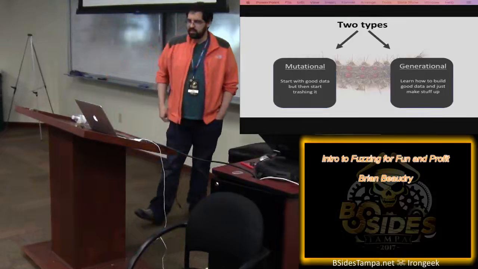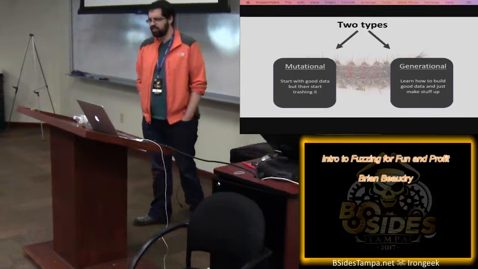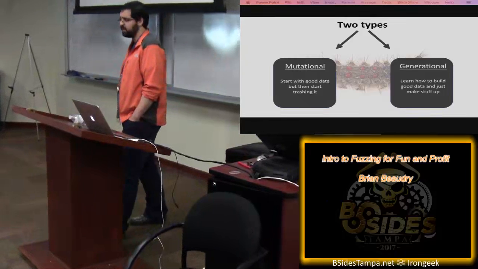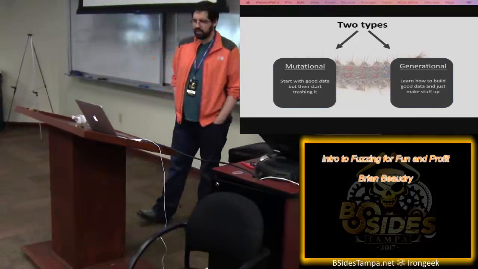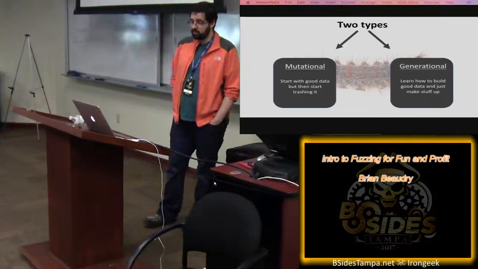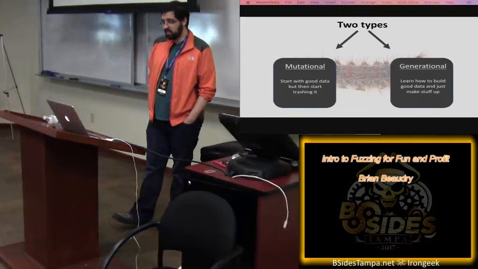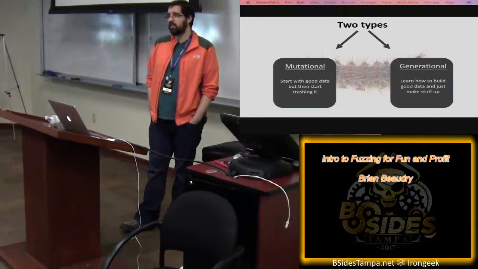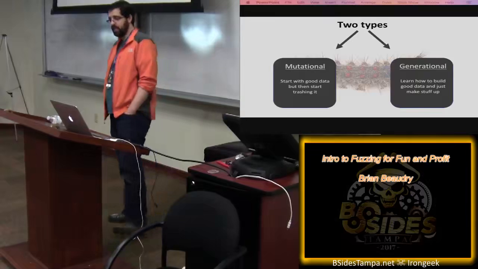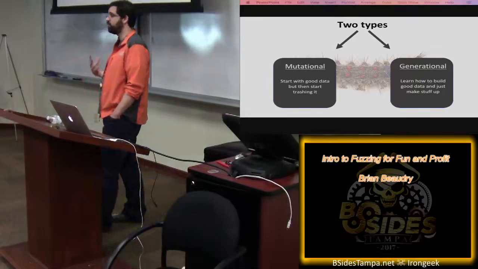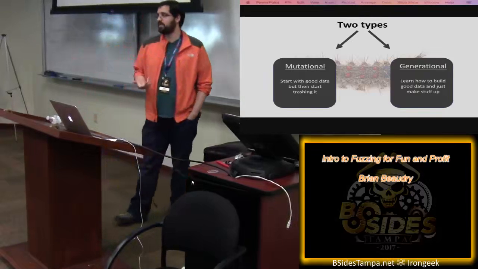The generational approach is interesting. It takes a lot more work ahead of time, but is very effective in its results. And that is to basically teach the fuzzer the semantics of the data format that you're trying to represent, and then have your fuzzer dynamically build those valid test cases.